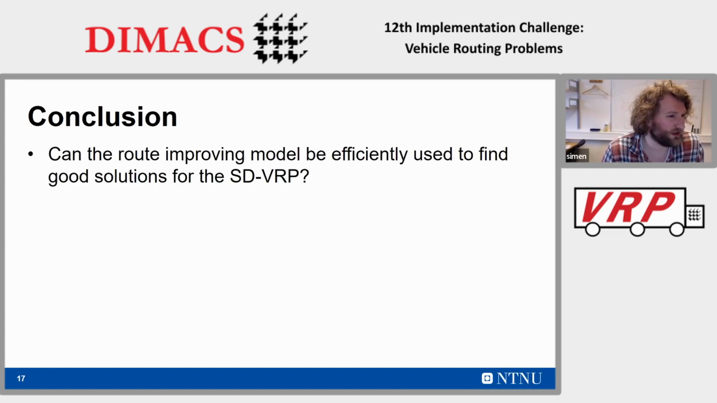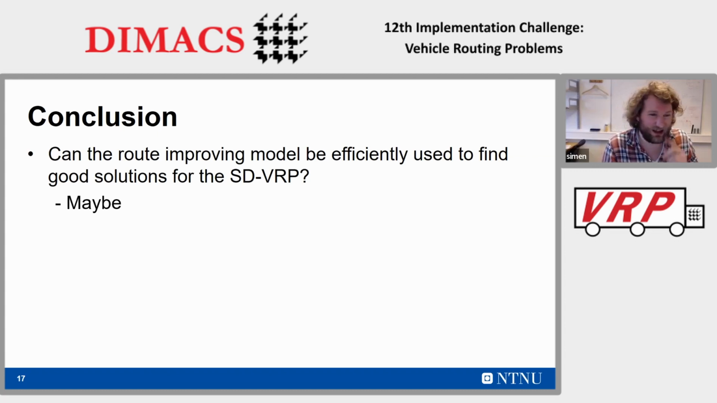So to conclude, can the route improving model be efficiently used to find good solutions for the split delivery VRP? Well, our conclusion is maybe. I don't think we have tested it enough to really conclude. It's probably too slow to run many times. But if you had a better construction solution, maybe running it at the end would be a good idea. We'll see. We are planning to play around with it a little bit more to see if it actually helps.